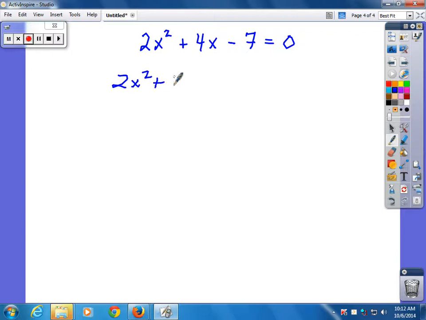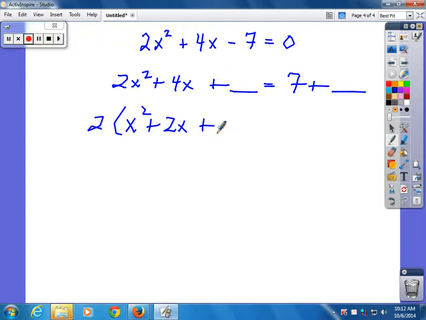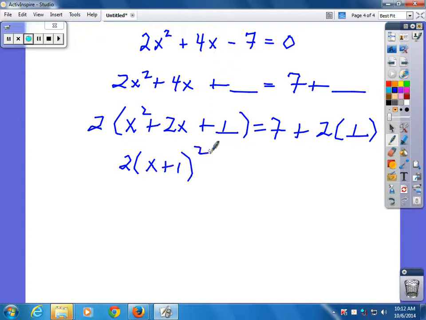2x squared plus 4x plus blank is equal to 7 plus blank. This is the first one I showed you to factor out, I believe. X squared plus 2x plus blank is equal to 7 plus 2 times blank. And what's half of 2? And 1 squared is 1, and that will give you shortcut number 1. 7 plus 2 is 9. So your vertex is -1 and -9.